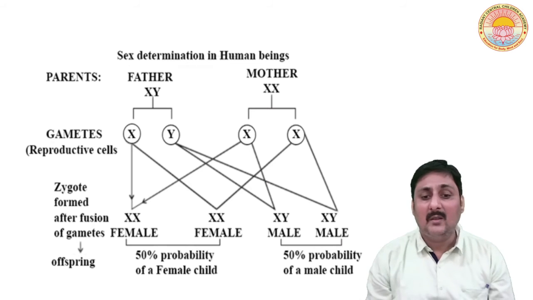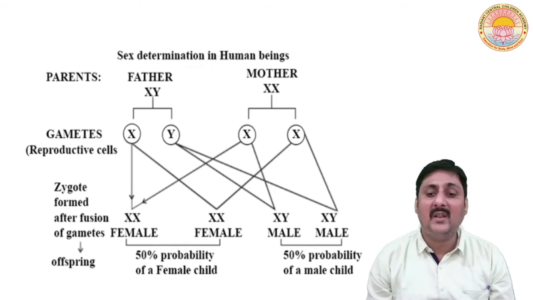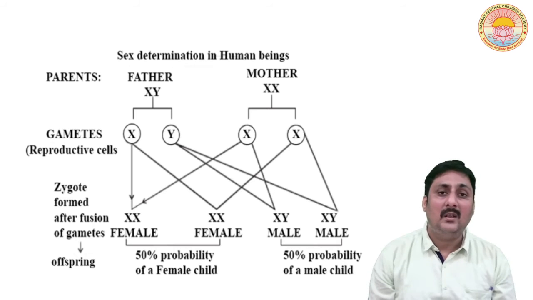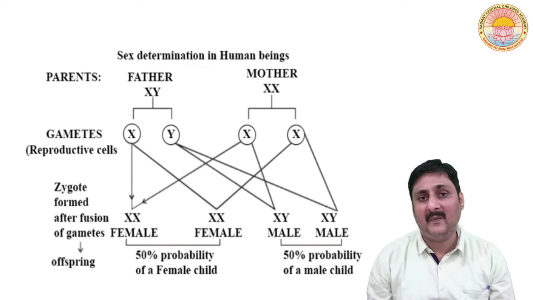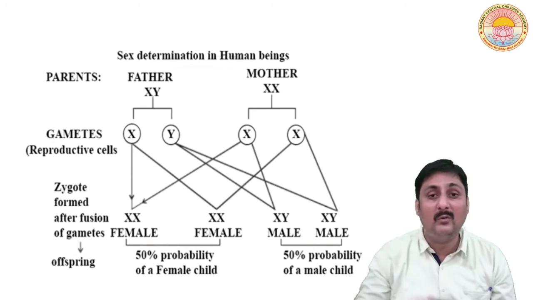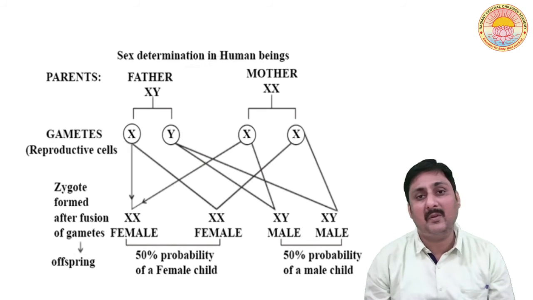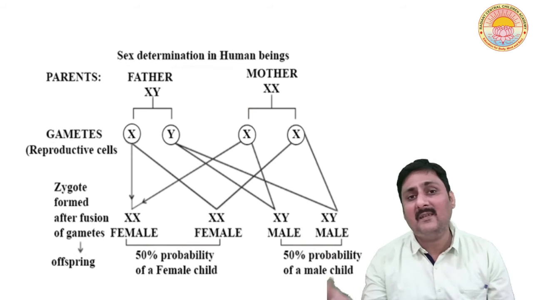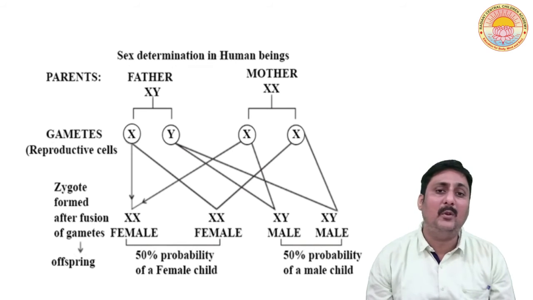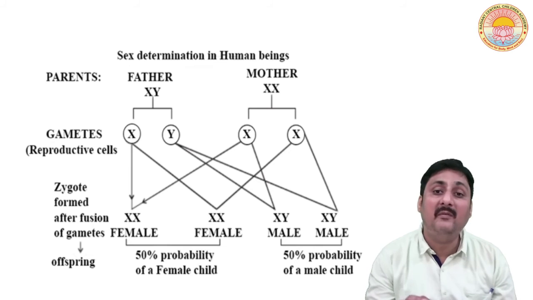You can see the probability of a girl child and a boy child is always 50-50%, because of the total number of sperms, 50% have X and 50% have Y. So the probability of fusing with the ovum is 50-50% for both of them. Now if a question is asked, if a family has three girls, what are the chances that the fourth child will be a boy? So it will always be 50%.